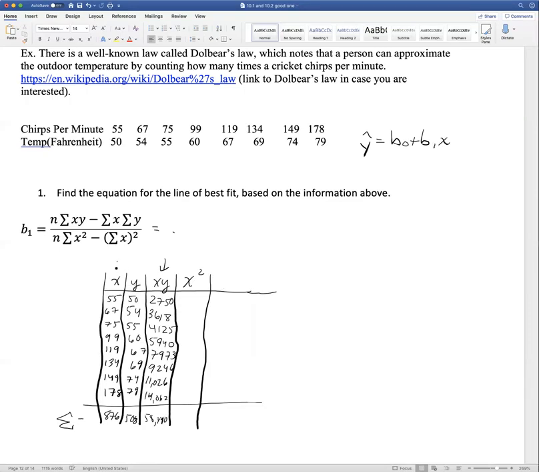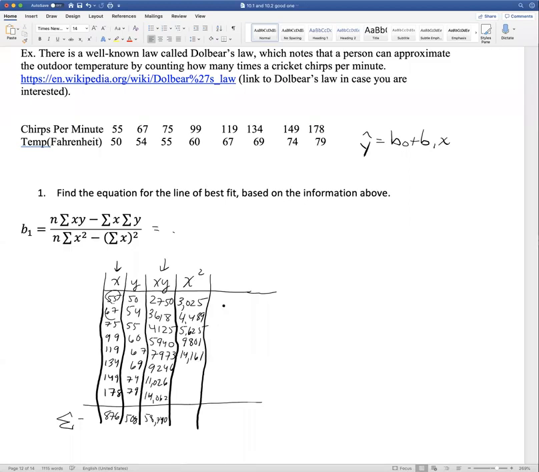Okay, and then one more column, just x squared. So we're going to take each one of these values and square it and put it in this column over here. So 55 squared, 3,025. 67 squared, 4,489. 75 squared, 5,625. 99 squared, 9,801. 119 squared, 14,161.